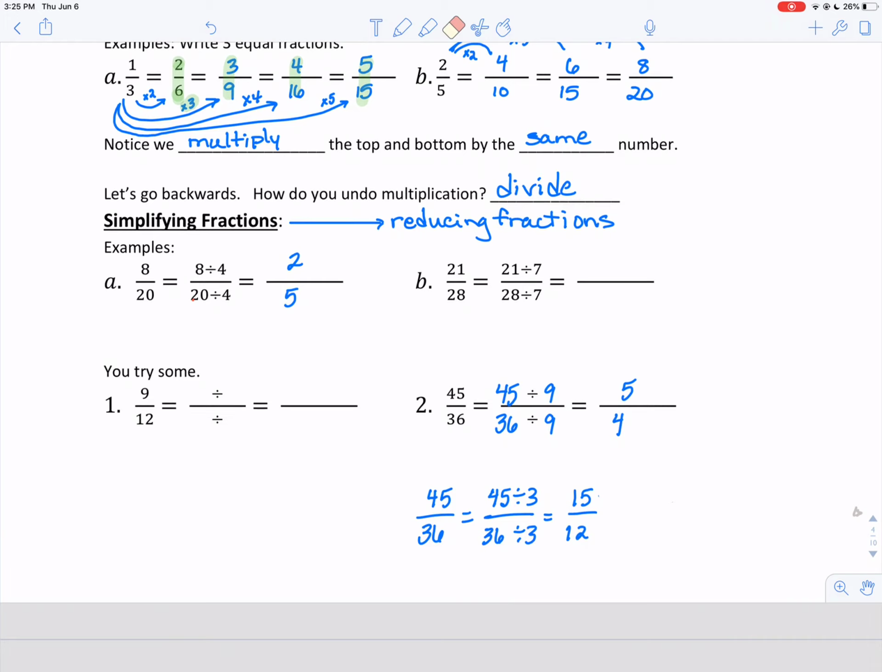And that is fine. You divide both the top and bottom by 3, but then you would notice, oh, I can do that again. So you divide the top and bottom by 3 again. Notice that you're going to get the same answer. The first way, dividing by 9, is a little quicker, but you can get to the same answer. So it doesn't matter what you divide the top and bottom number by, as long as you get it to the simplest form.